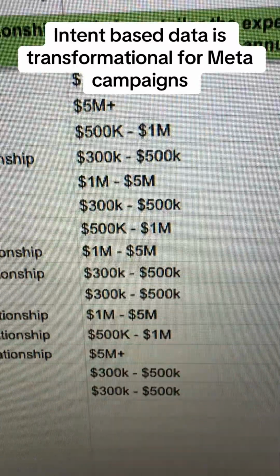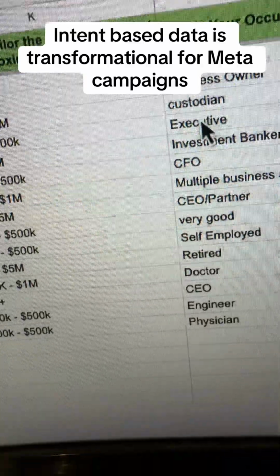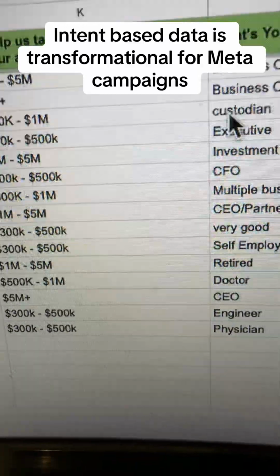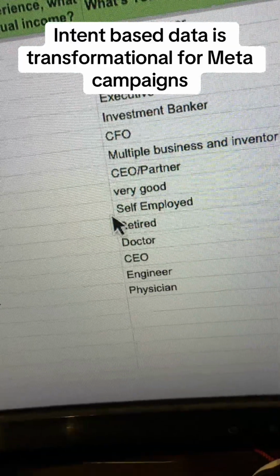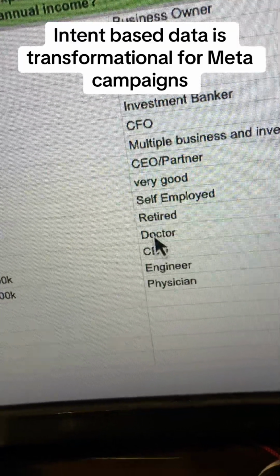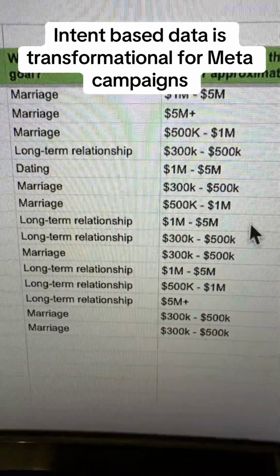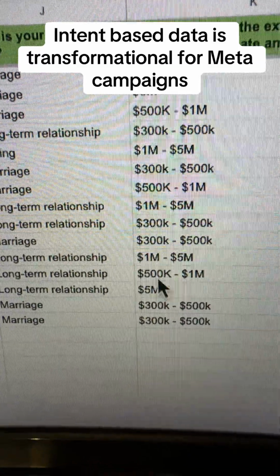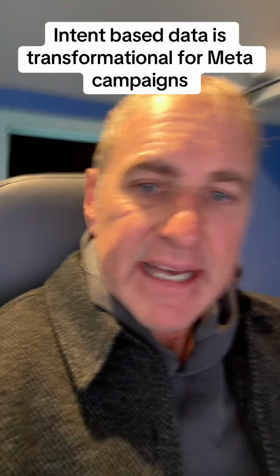So here you go. You've got 1 to 5 million, right? We've got also business owners. This person was being a smart ass and put custodian, but everybody else was like investment banker, CFO, CEO, partner, self-employed. I don't know what very good is. Doctor, CEO. This is what we should be seeing. This is this client's target demographic, and you can see that the income supports what she's charging, which is a significant amount of money. And that's how easy it is.